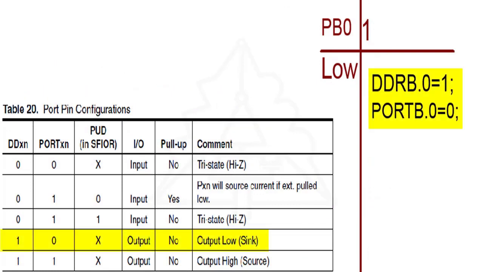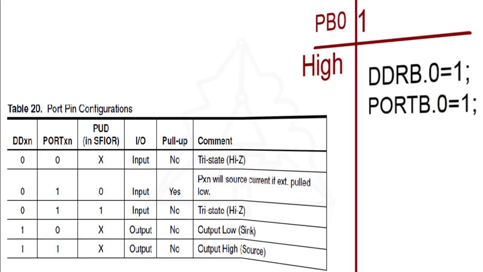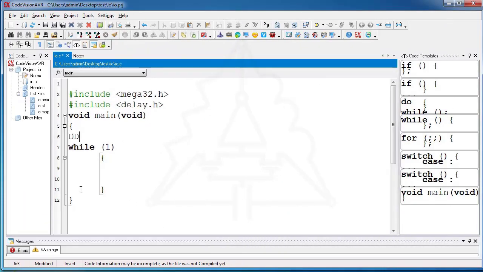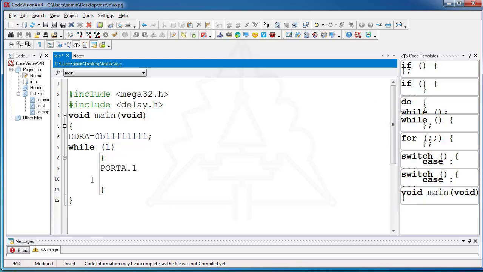The pin is defined output and the logic of the pin is zero or low. The pin is defined output and the logic of the pin is one or high. Define all pins of port A as the output. To turn on the LEDs, set pin 0 in sink mode, and pins 1, 4, and 7 in source mode. And vice versa to turn off the LEDs.